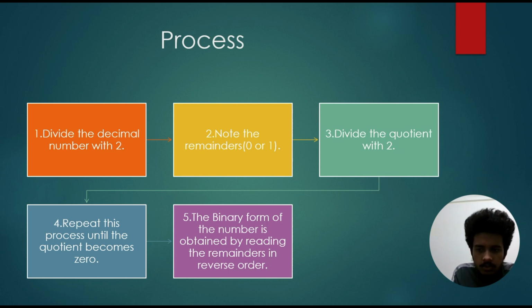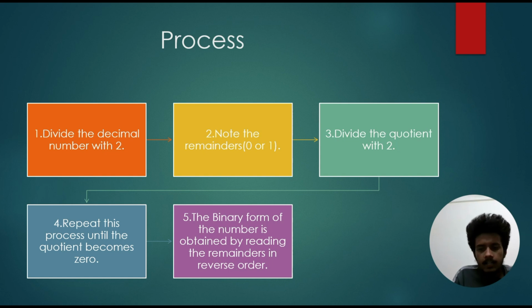Now let us discuss the process of converting a decimal number to its binary form. First of all, we take any decimal number which must be a positive integer. We divide the decimal number by 2, so you will get a quotient and remainder. The remainders will be 0 or 1. Note the remainders aside. Then divide the quotient obtained again by 2. Repeat this process until the quotient becomes 0. Then the binary form of the number is obtained by reading the remainders in reverse order.